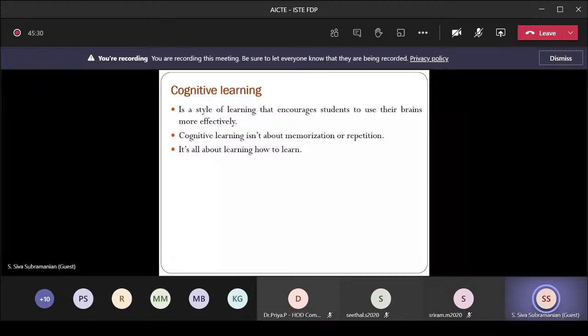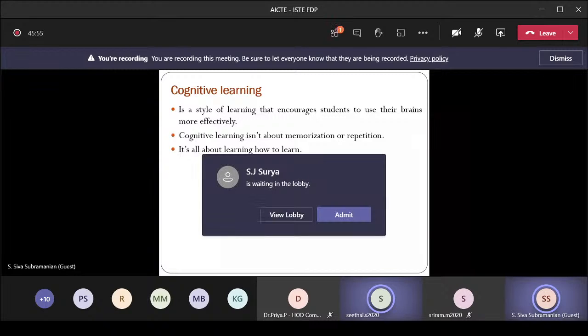Or are our students not using their brain in our class? Am I audible, Sriram? Yes, sir, you're audible, sir. Okay. I suppose I should make myself cognitive. Some students are using that, but some students are not. Okay, thank you.